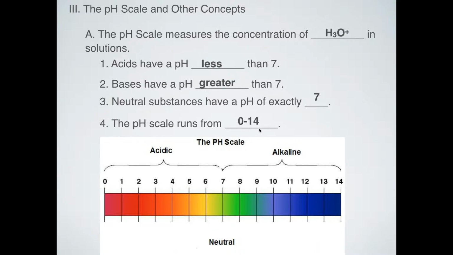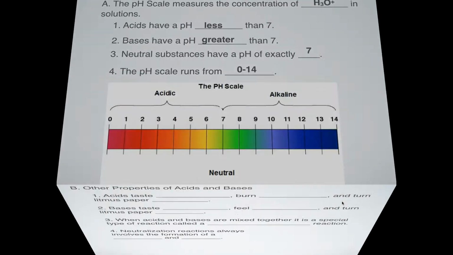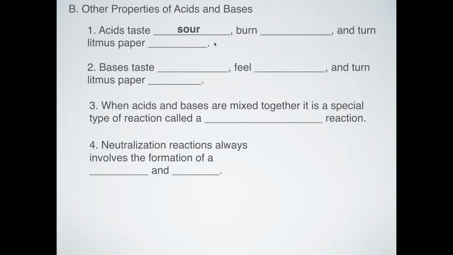Something common that people make a mistake on is the pH scale runs from 0 to 14, not from 1 to 14. 0 is actually the most acidic thing you can get. 14 is the most basic. So what properties do acids and bases have?